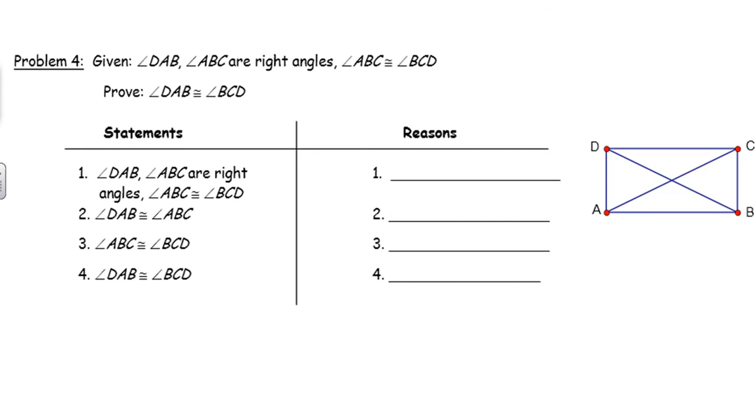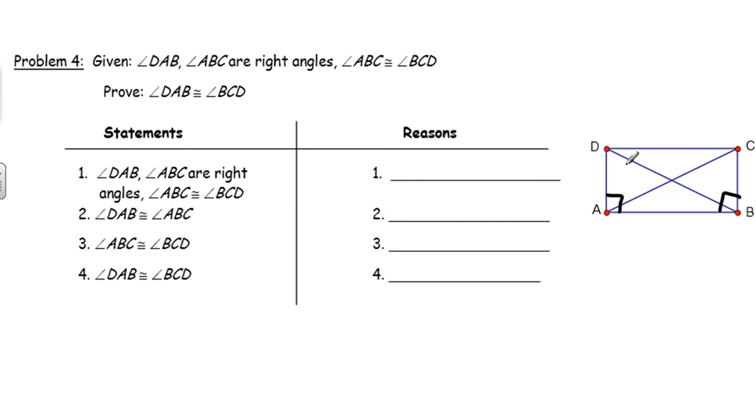Alright, so here's where it gets really tricky because you're going to have a lot of letters meshing together. You're going to have a lot of theorems all wrapped up in your head. They are hard. You have to really know your definitions and theorems. So in the beginning we were given that DAB and ABC are right angles. So this angle is a right angle, and this angle is a right angle.